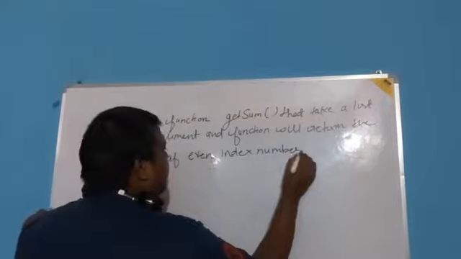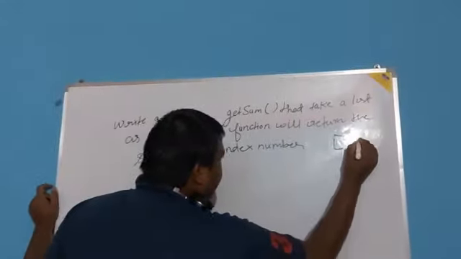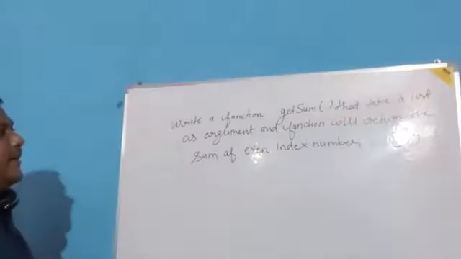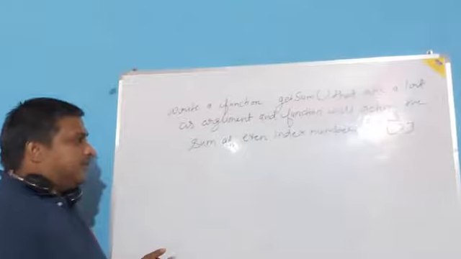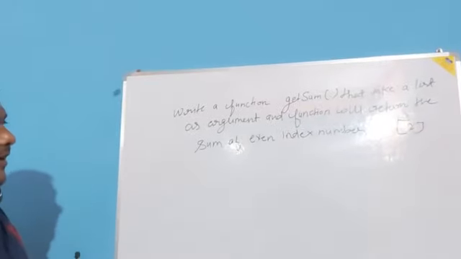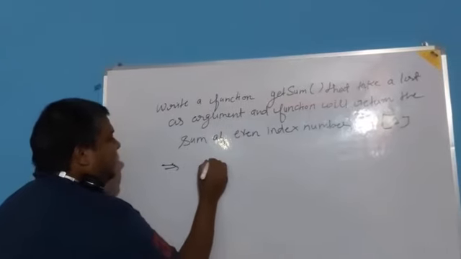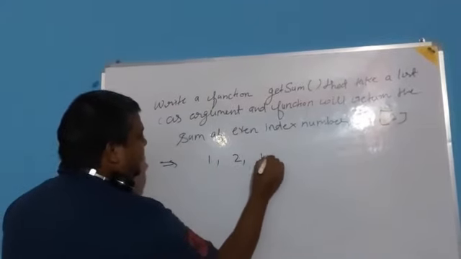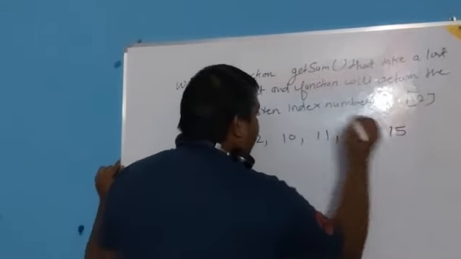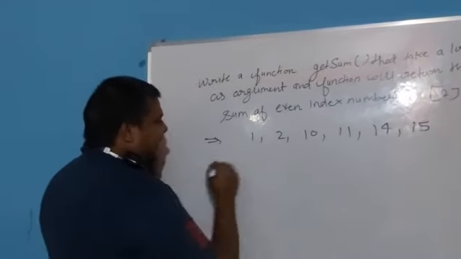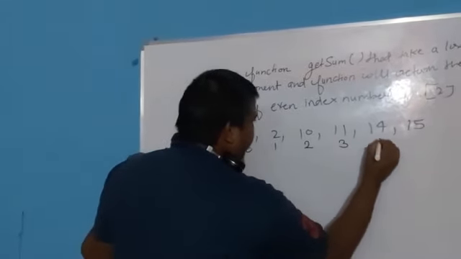In the board, such types of questions will come for 2 marks: write a function get sum that takes a list as an argument, and the function will return the sum of even index numbers. For example, they will also give a list like 1, 2, 10, 11, 14, 15. So I may do the indexing: 0, 1, 2, 3, 4, 5.